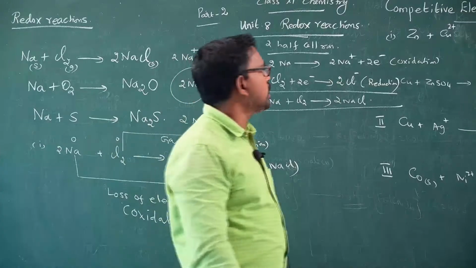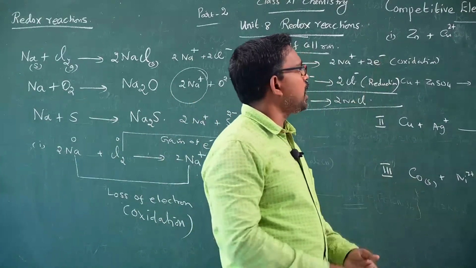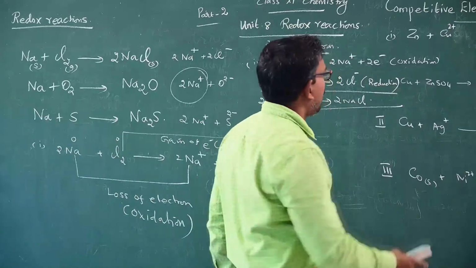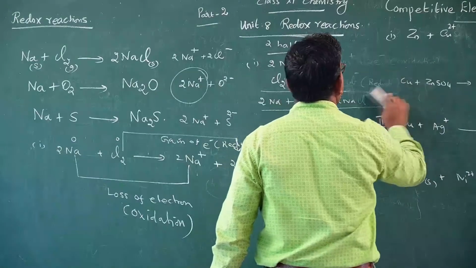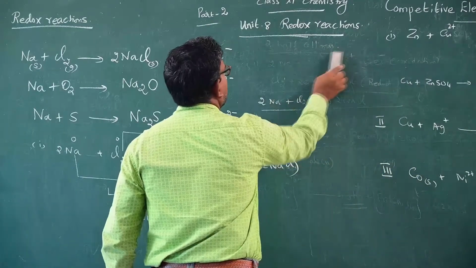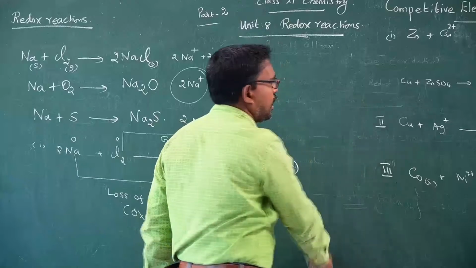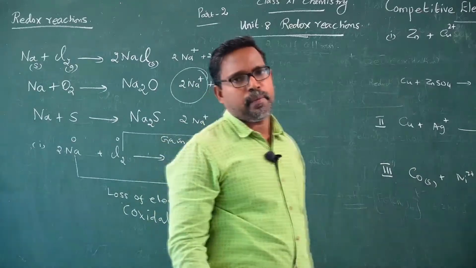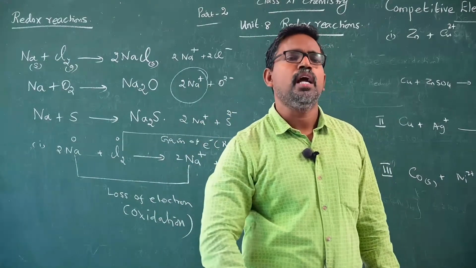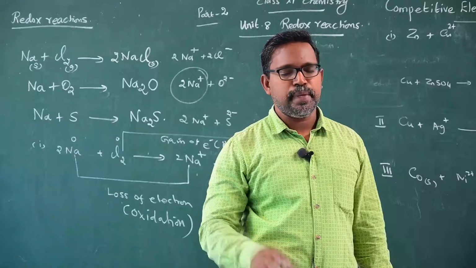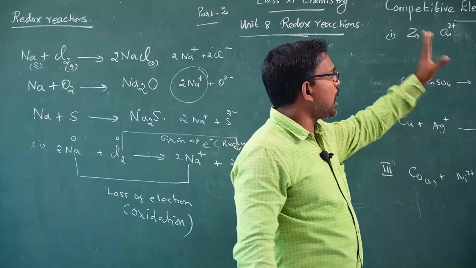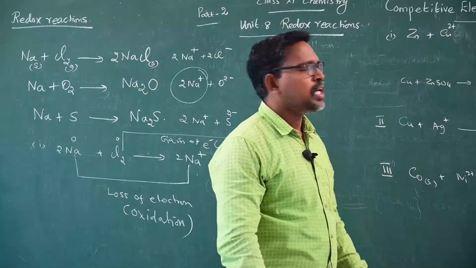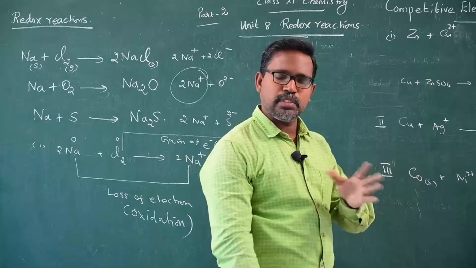Now we are going to discuss competitive electron transfer reactions. In the lower classes, you may have learned certain types of chemical reactions. One type of reaction is the metal displacement reaction. Here, competitive electron transfer reaction. First of all, I will give 3 examples.